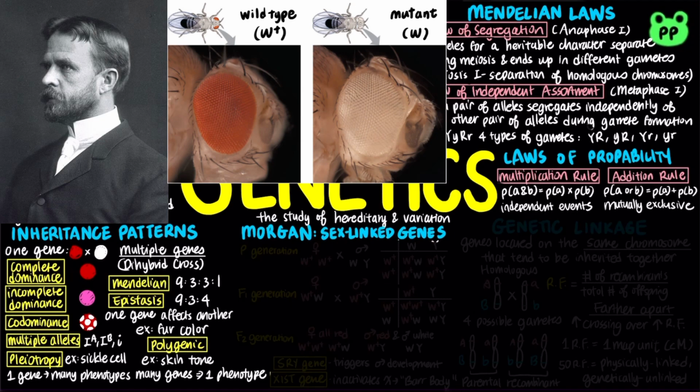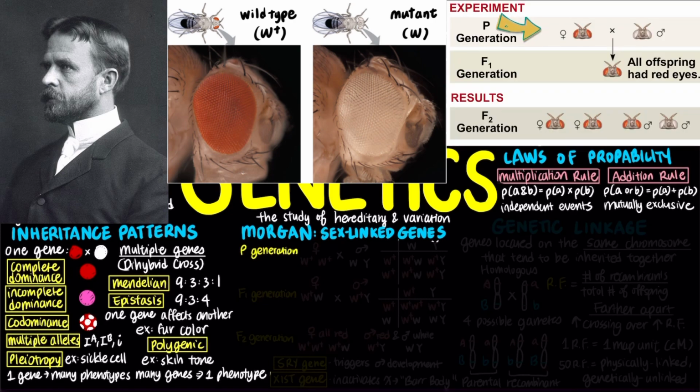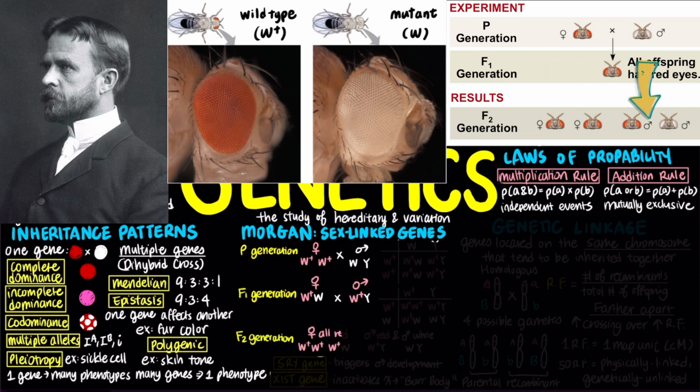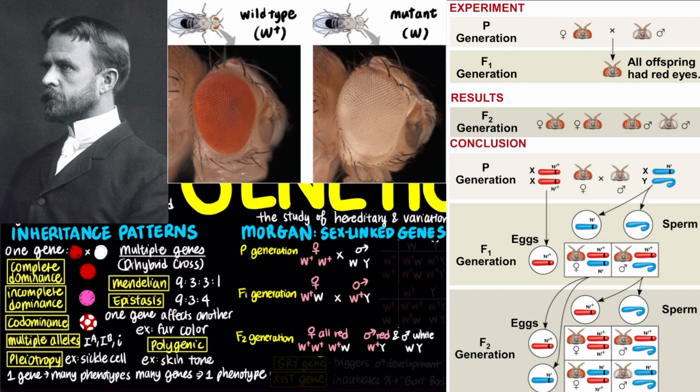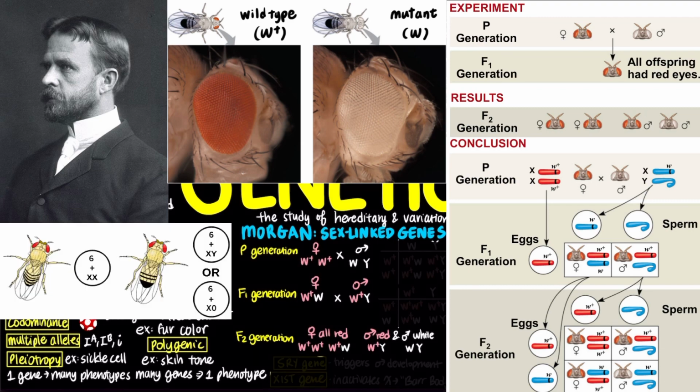In one experiment, Morgan mated male flies with white eyes with female flies with red eyes. The F1 generation all had red eyes, but the F2 generation gets interesting. All the females had red eyes, whereas half the males had red eyes and the other half had white eyes. Morgan determined that the white eye mutant allele must be located on the X chromosome. Similar to humans, female flies are XX and males are XY. Each ovum contains an X chromosome, while a sperm may contain either the X or the Y chromosome.